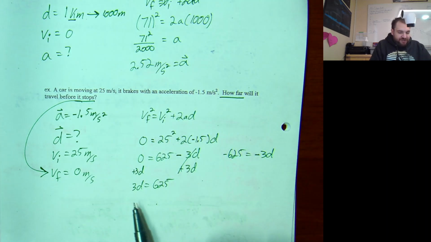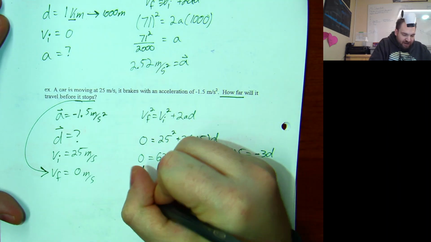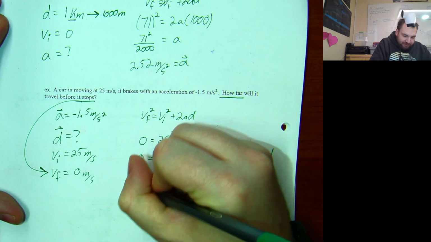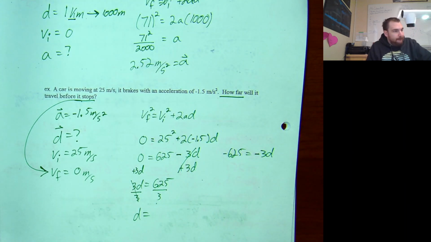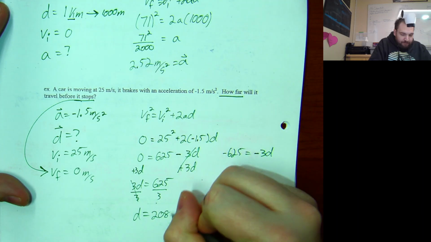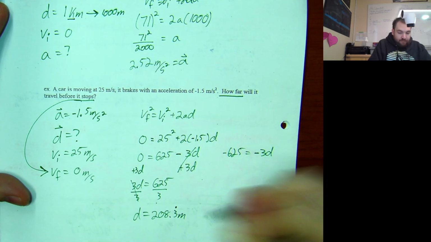This is the route you suggested, Luis, and you're right. Let's just finish it off. Divide by 3, divide by 3. Here it cancels, and I get D equals, what's 625 over 3? 208.3 repeating. Okay.